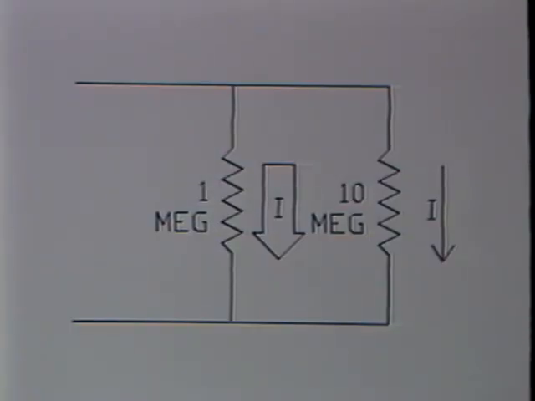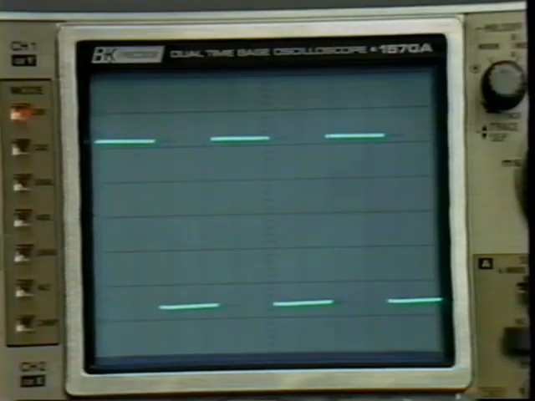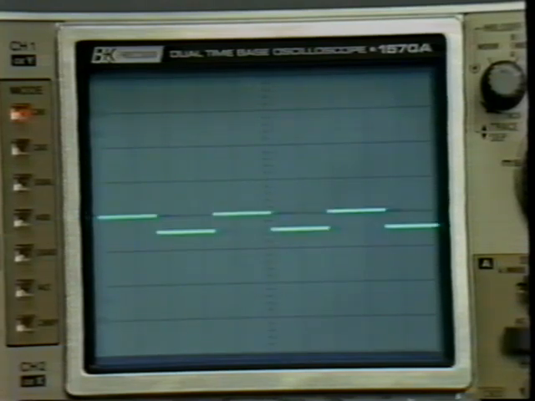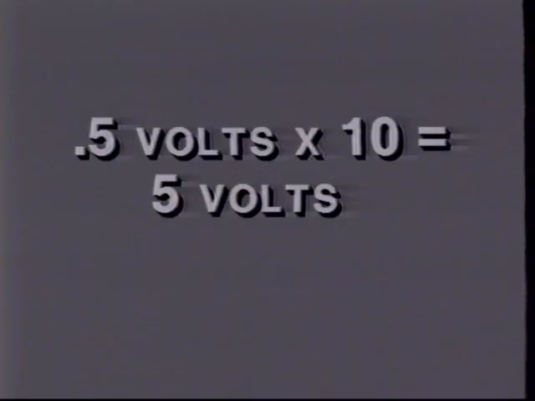×10 probes increase the scope's impedance by a factor of 10. In this circuit, the oscilloscope draws only 1/10 of the circuit's current. Always be aware that using ×10 probes will attenuate the signal by a factor of 10. A 5-volt signal passed through a ×10 probe would display an amplitude of 0.5 volts. We call them ×10 probes because we must multiply the voltage displayed by 10 to get the signal's true amplitude.